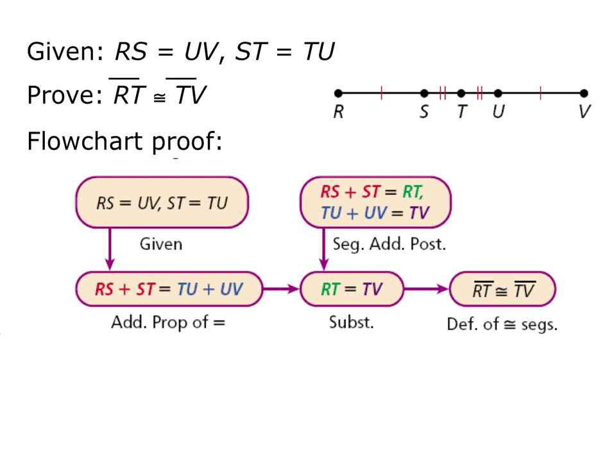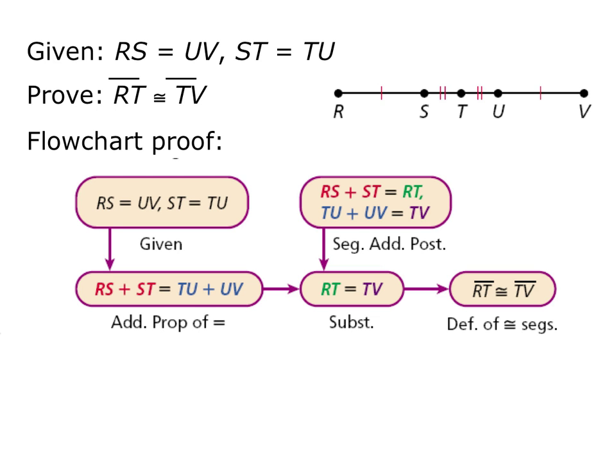Okay, now notice it doesn't have an arrow going down. So this new place that we go up here is, you don't need this to come up with this one. So it's a new idea by itself. So a new idea, segment addition postulate. Okay, we did that the other day. Again, RS's length plus ST is going to give us RT.